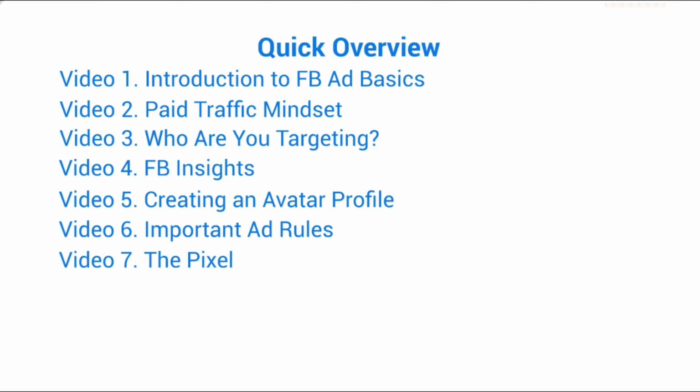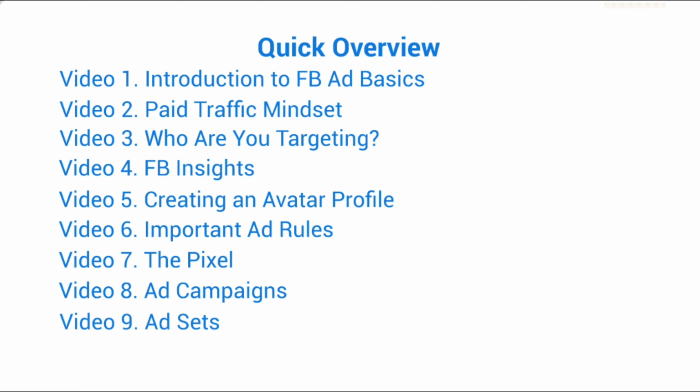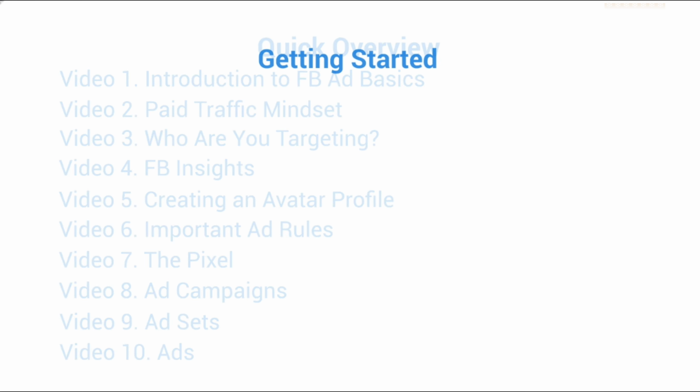Video number 7, we'll talk about the pixel, which is basically the tracking code that Facebook uses, why it's important, how you can create it, and all of that. And video number 8, we'll talk about ad campaigns. And video number 9, we'll talk about ad sets. And of course, video number 10 will talk about ads. So as you can see, video number 7, 8, and 9 is the technical aspect, but all the videos before that prepare you for that.